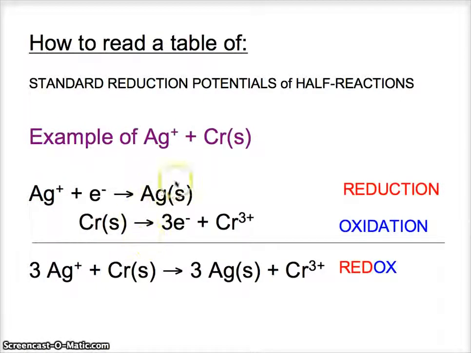An example of our silver and our chromium is the first half reaction you see is silver. This is a reduction reaction. The second half reaction is chromium. This is an oxidation reaction. When you add these two reactions together, you get our full reaction, which is called the redox reaction.